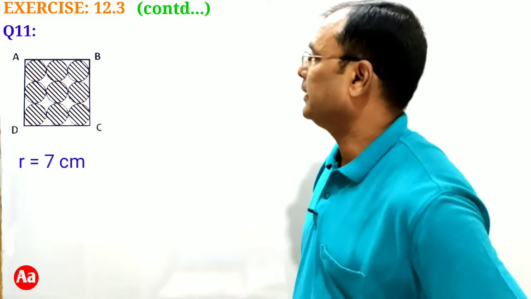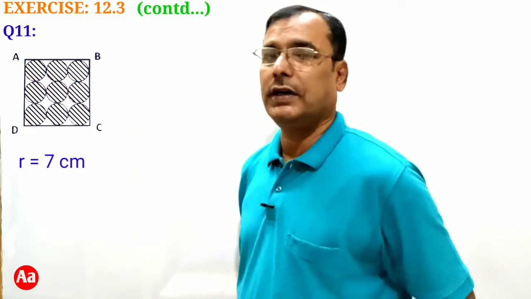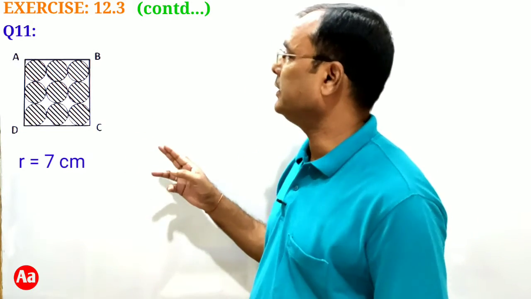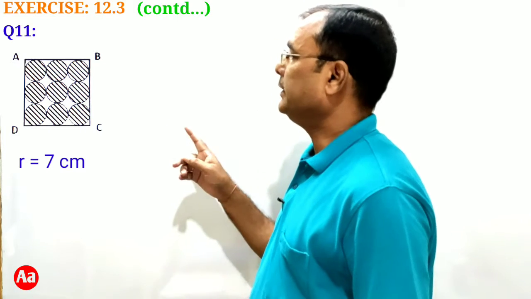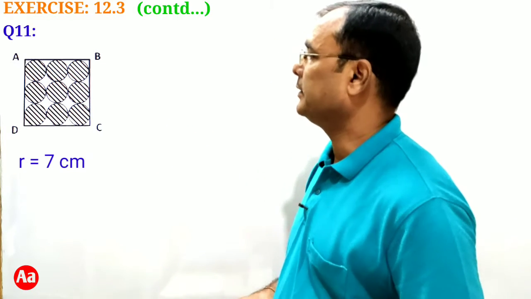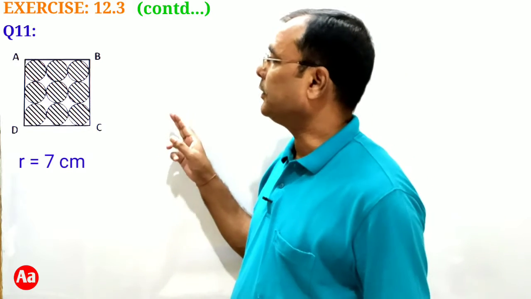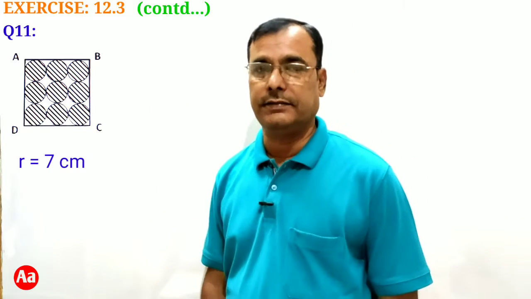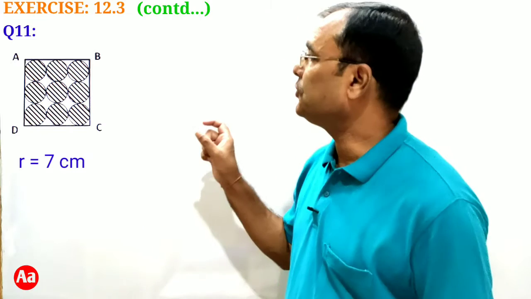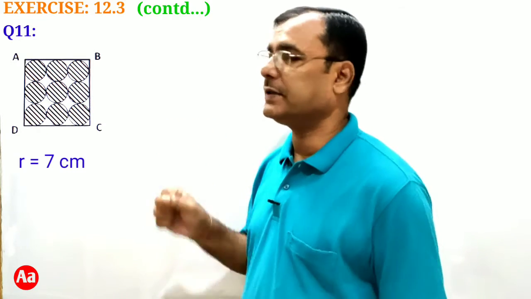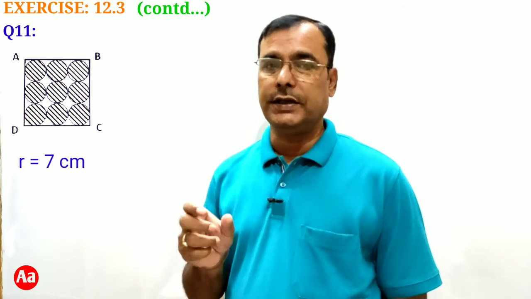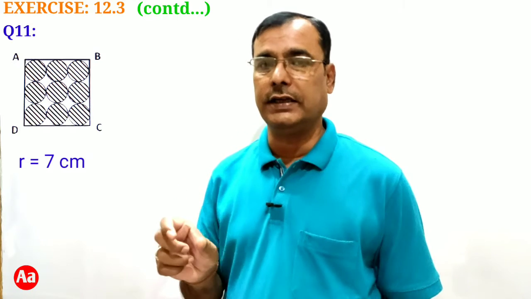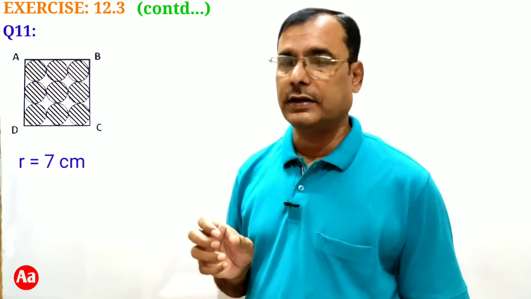In this given figure, ABCD is a square handkerchief and 9 circular designs are made, each of radius 7 cm. We have to find the area of the remaining portion of the handkerchief. Radius of each circular design is given as 7 cm, so the diameter of each circular design will be 14 cm.